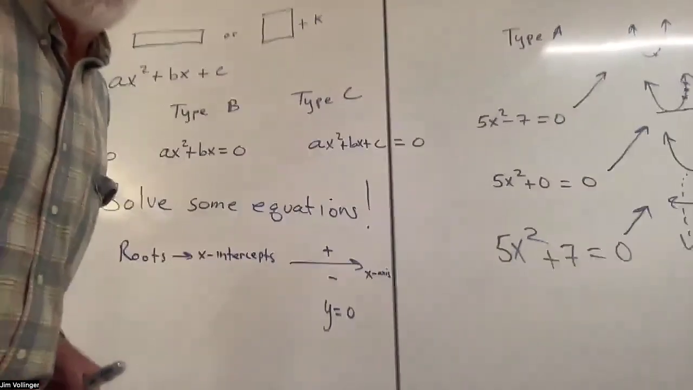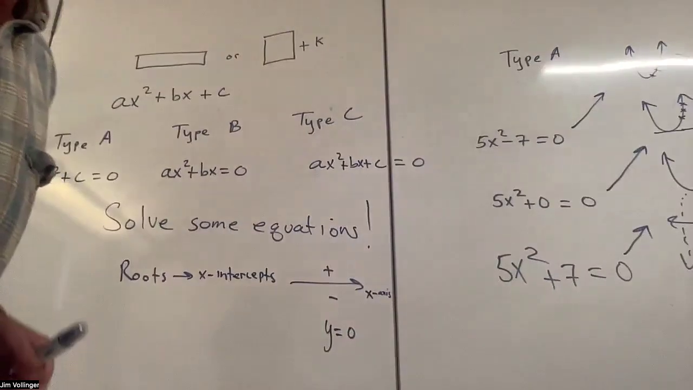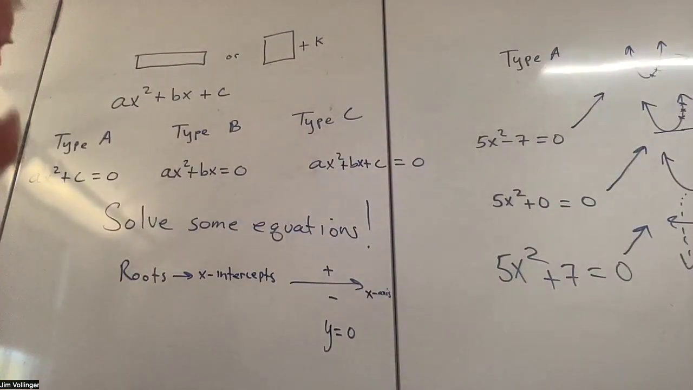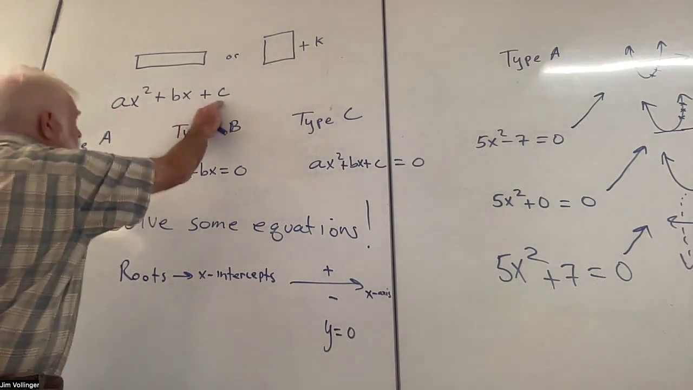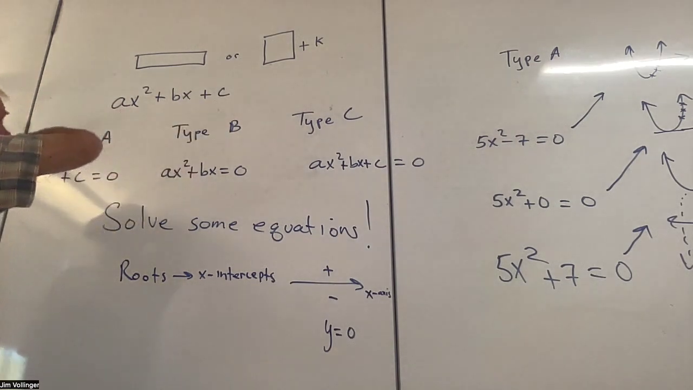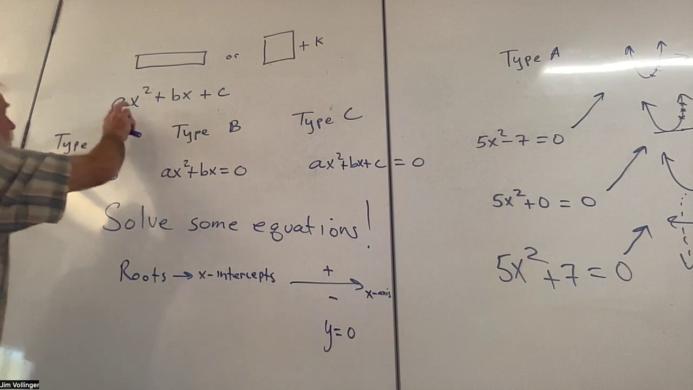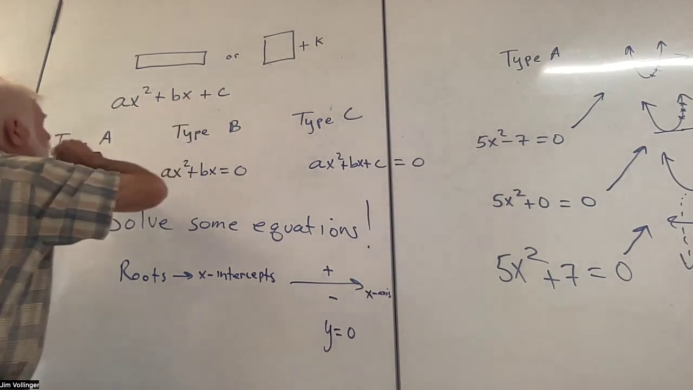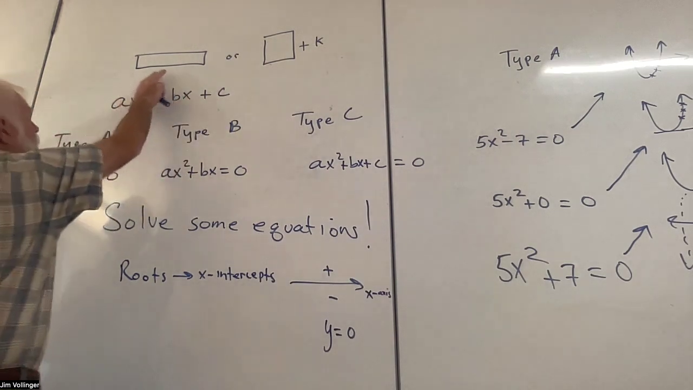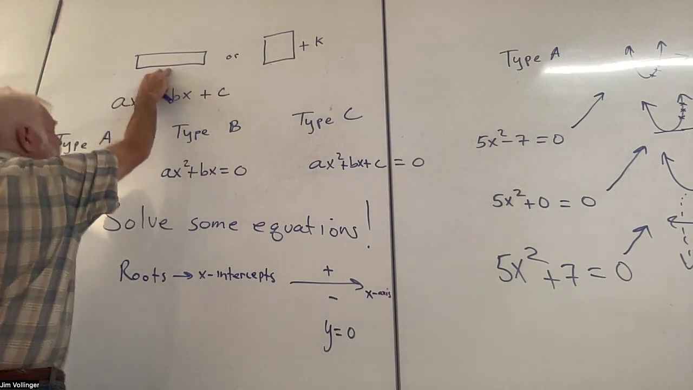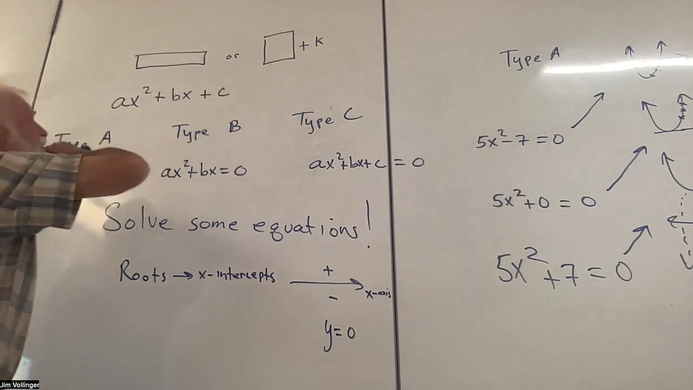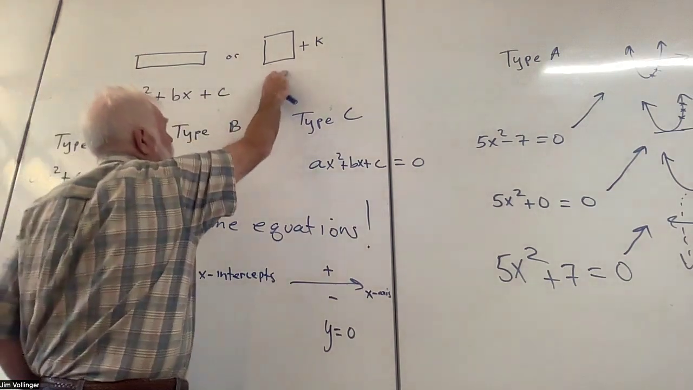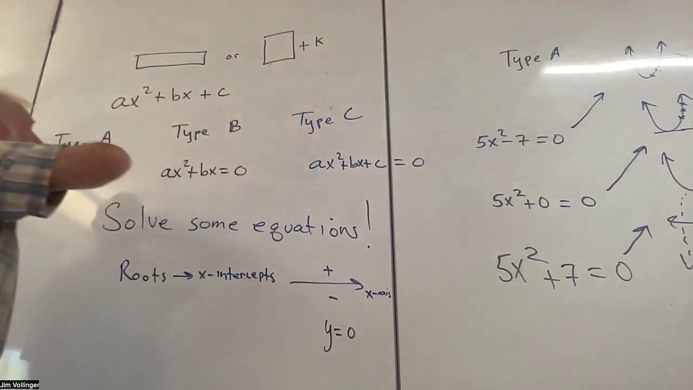I put a few things on the board to hopefully push things along, so I'm not rambling quite so much. So ax squared plus bx plus c is the combination of terms that forms our study, and they are rectangular in nature, and we can change those rectangular relationships into squares plus a constant. We'll do that in a little while.